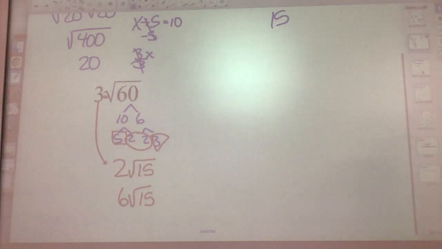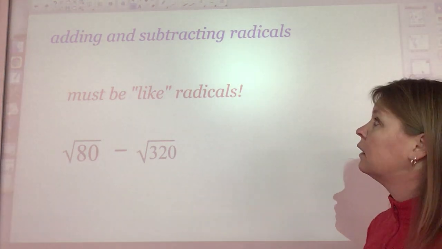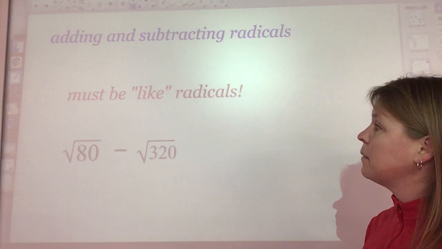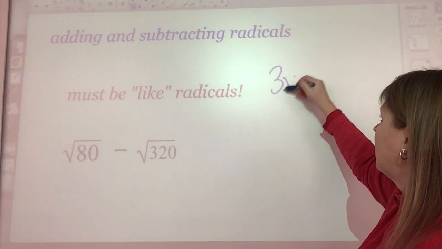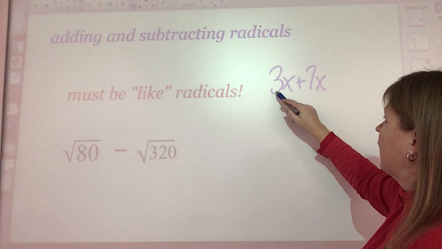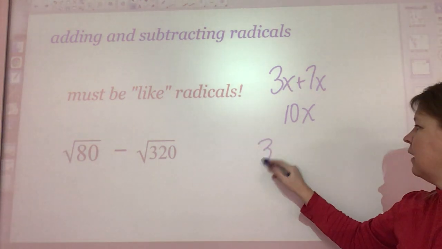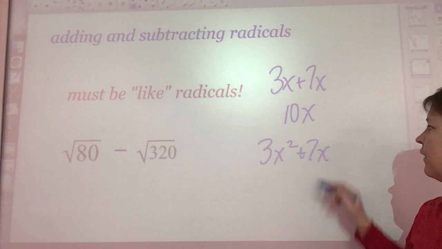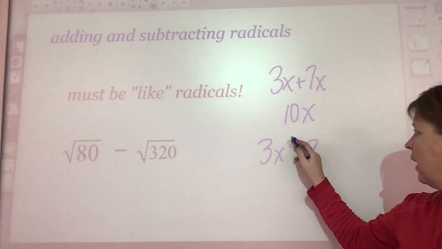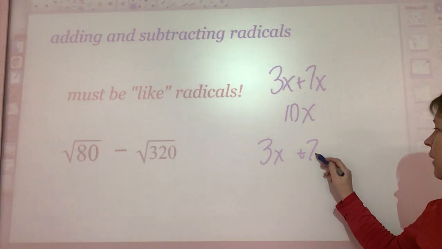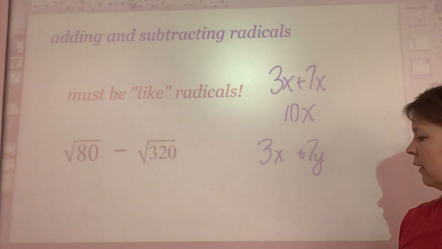Okay, next. Hang in there. This is a long one because we're covering every radical that we've ever done. Adding and subtracting radicals. They must be like radicals. It's just like variables. I can take a 3x and add it to a 7x, and I know that 3 plus 7 is 10, but I still have x's. I can't take a 3x squared and add it to a 7x because they're not like. I can't take a 3x and add it to a 7y because they are not like. If these radicals are not alike, they do not get added or subtracted.